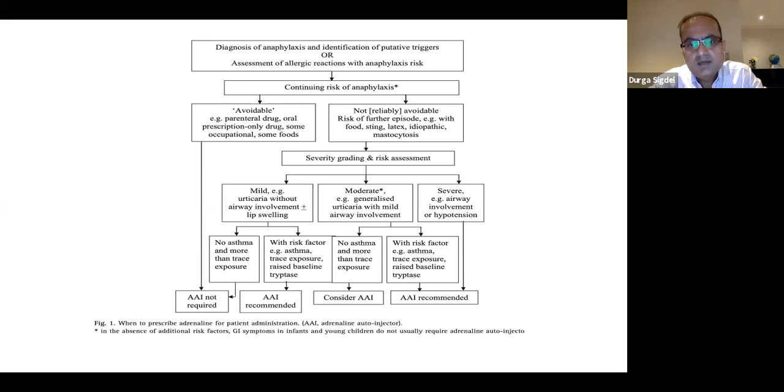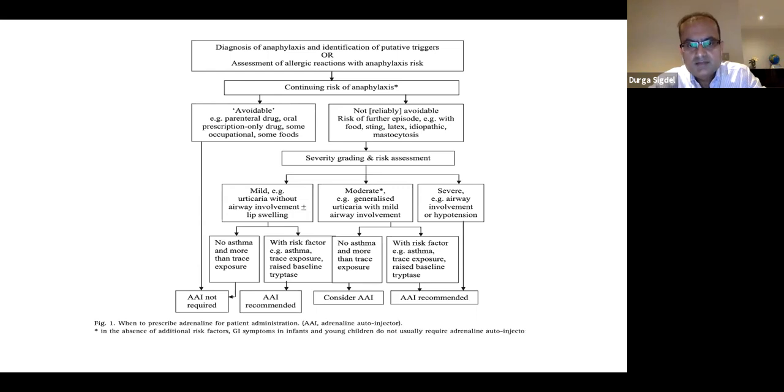But if the child has a mild to moderate reaction, but there is no history of asthma, or there is no history of reaction with a trace amount, then we tend not to prescribe EpiPen. In that case, we advise parents to give antihistamine when they have an allergic reaction.